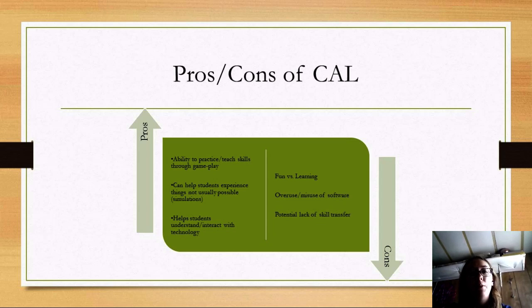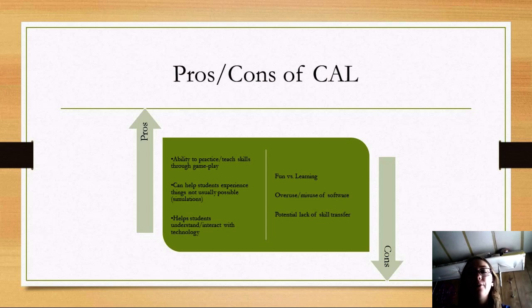In the case of simulations, they can help students experience things that would not usually be possible. So let's say your students take an interest in the ancient Egyptian pyramids. Well, you know it's not possible to really get the budget to take all your students to Egypt, but it could be possible to have a simulation of like a walkthrough through the ancient pyramids and things of that nature.